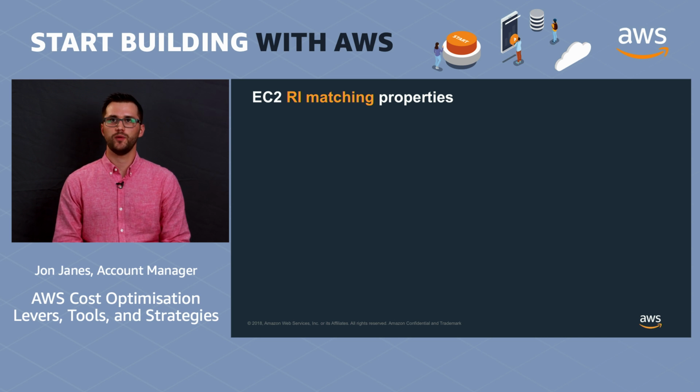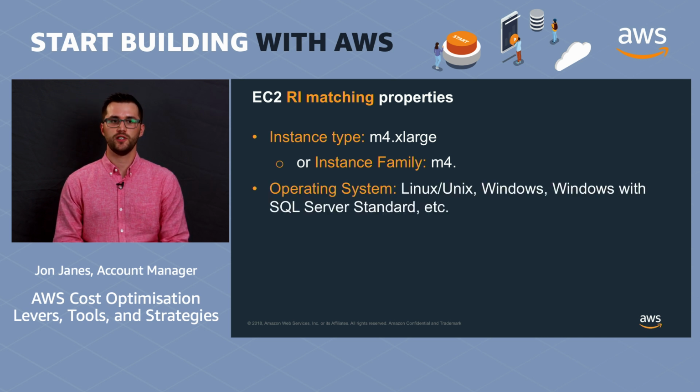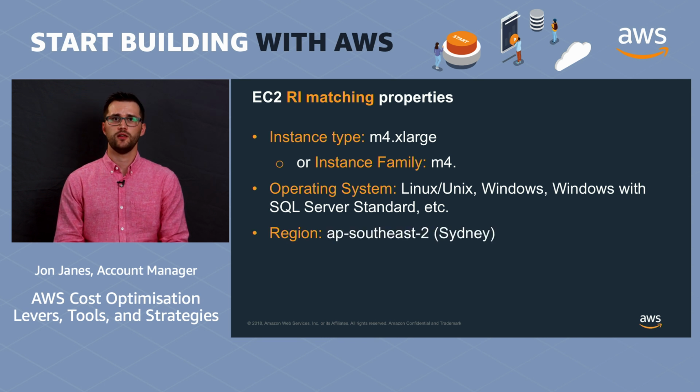So those matching properties, when you look at procuring a reserved instance, what are the 4 characteristics that you need to look at? Reserved instances, when you purchase them, are tied to a particular instance type or an instance family. So in the example here, I'm referring to an instance family as an M4. So you have to look at what you're running today and then choose that particular instance family. In addition to the instance family, you also have to choose the operating system that you're going to be using. So whether that's Linux or if it's some flavor of Unix or Windows, and if Windows is then associated with any database licensing.